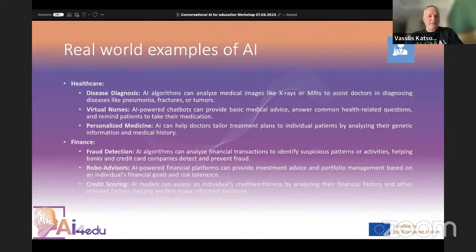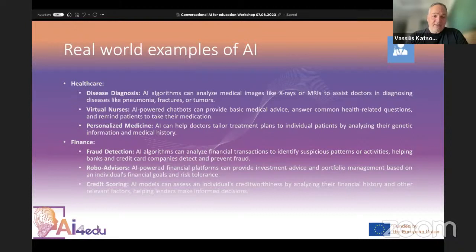Some real world examples that are already there are in disease diagnosis. As we said, computer vision, we can have medical images from x-rays, from MRIs or fMRIs, functional MRIs, and the machine is able to learn from massive data. So you have data that the doctors have annotated, and the machine learns from those data and is able to diagnose diseases like pneumonia, fractures, or tumors.